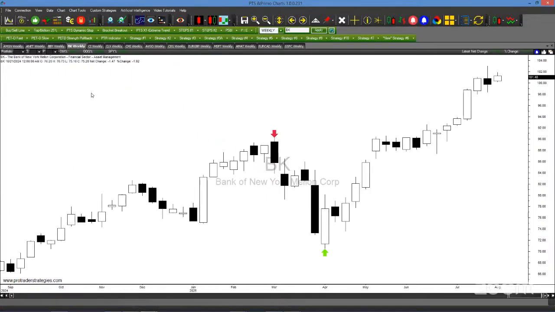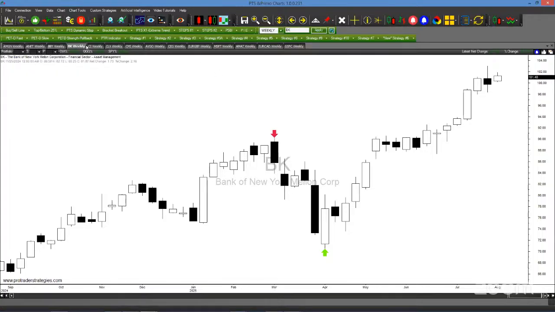Here's a weekly chart of the Bank of New York. Same scenario here, right at the top, it signaled a trend change where it went down 15 points, but then right at the very bottom this week, it signaled an up move. This was in April of this year, where it continues to go higher, 25 more points to the upside.